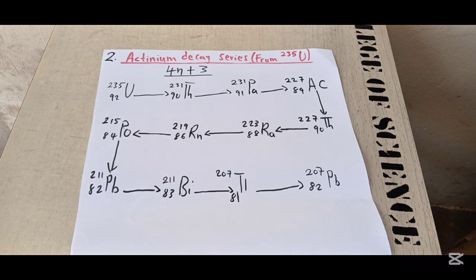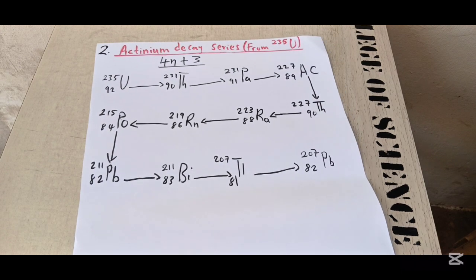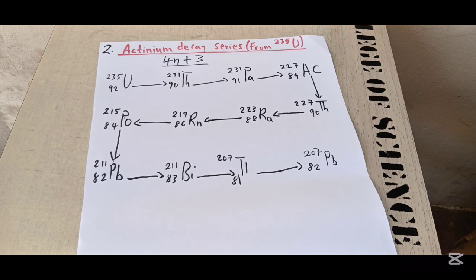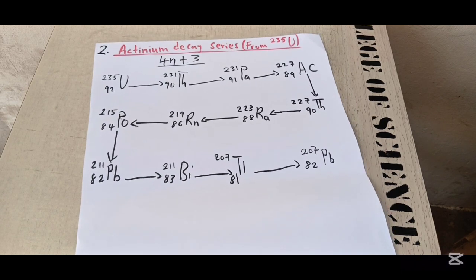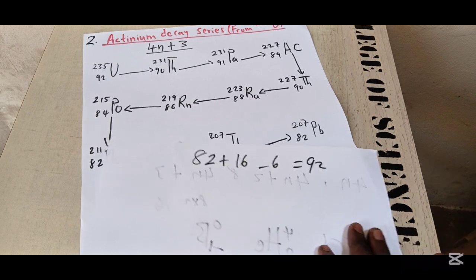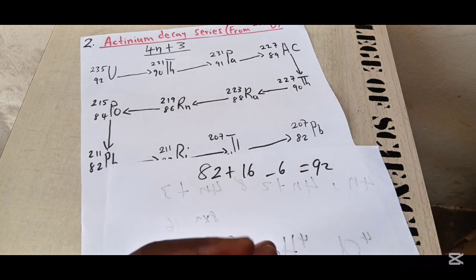In this video, I'm also going to take you through one of the decay series that the actinide series undergoes, which is the Actinium decay series, starting from Uranium-235. In this video, we'll write the overall reactions, the number of alpha and beta particles involved, and then the number of steps involved. So let's get started. To start, we have to know the effect of alpha and beta particles on a nuclide.